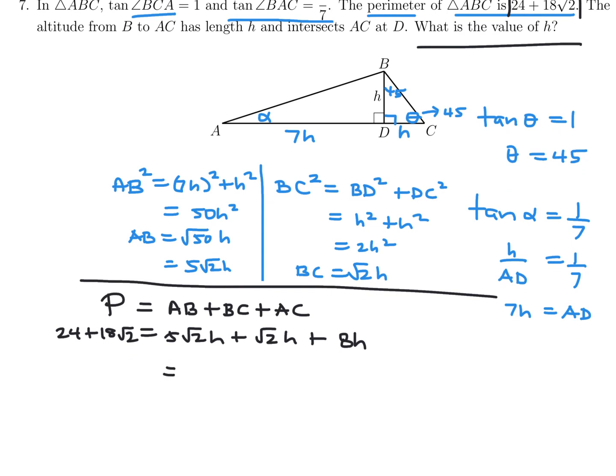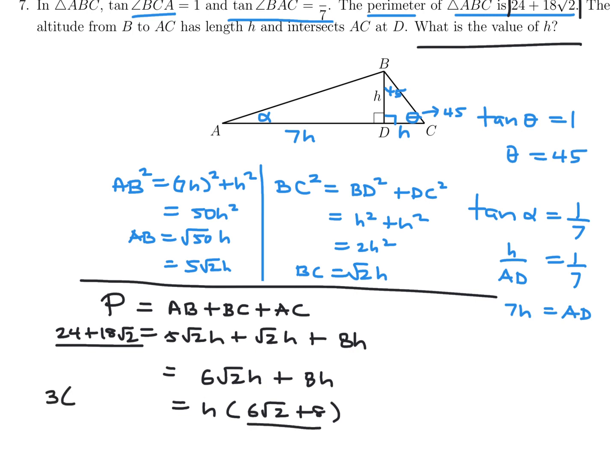All right, so let's see here. If you combine it, it will be 6 root 2h plus 8h. I can factor out an h. It'll be h times 6 root 2 plus 8. And this side here looks very similar. If I factor out a 3, I get 3 times 6 root 2 plus 8. There you go. So the 6 root 2 plus 8 cancel, and we get h equal to 3.